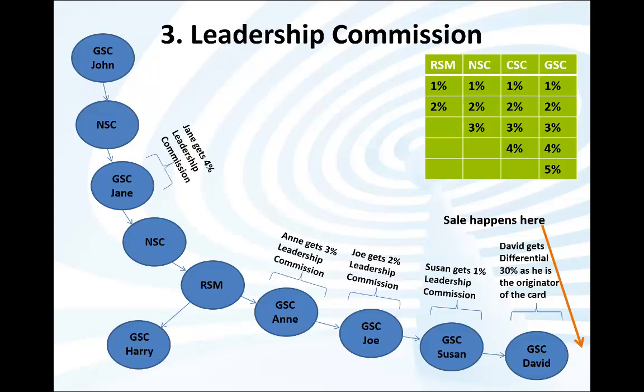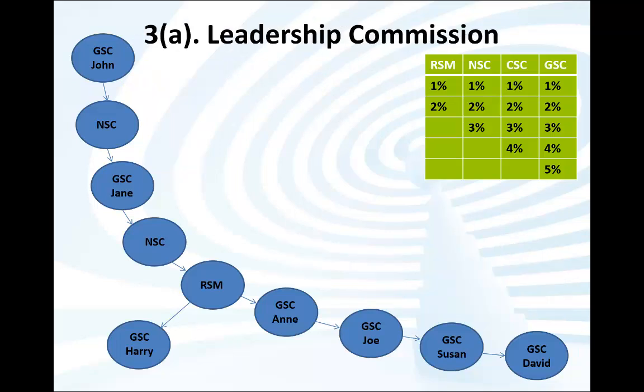For the 4% Leadership Commission, it locates Jane. The robot bypasses the NSC above Jane because NSCs only qualify for Leadership Commission at 3 levels, and this particular sale is below that. The 5% is paid to GSE John, as GSEs qualify for 5 levels deep Leadership Commission, and this is how the robot located John.